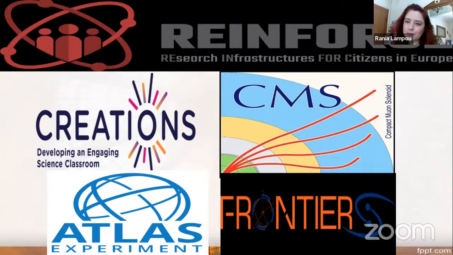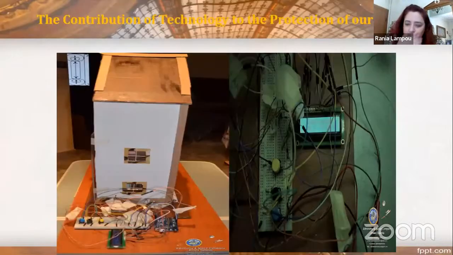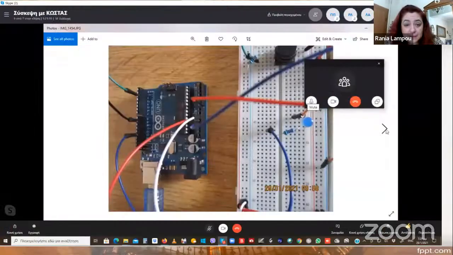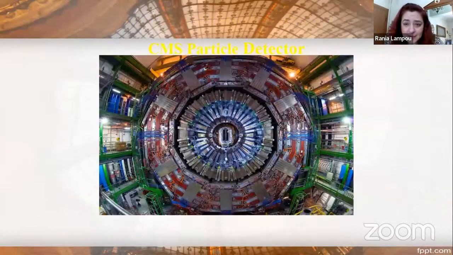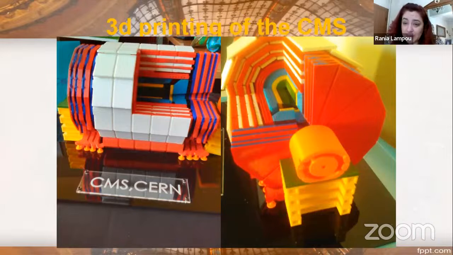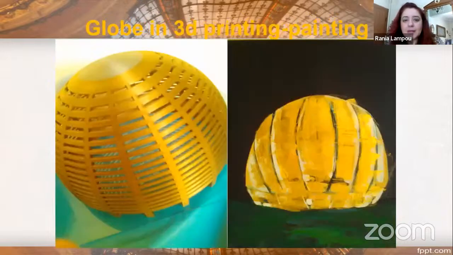So how did this happen through STEM education? First through STEM unplugged, and through technology, we used many digital tools. Here we used Arduino. Here is a CMS particle detector in CERN. And here are some models we made using 3D printing. I think it was 100 hours for printing and 100 hours for assembling.